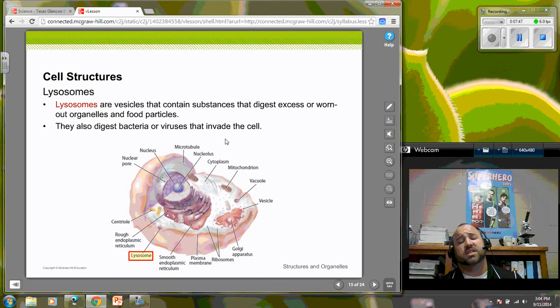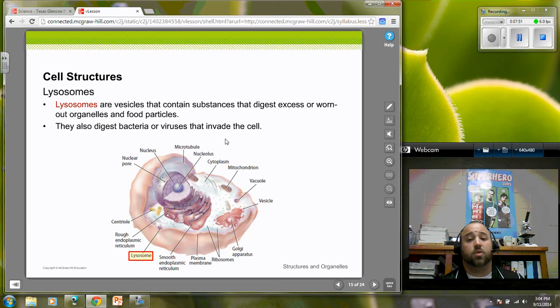Lysosomes are vesicles that contain digestive enzymes. They help digest excess or worn out organelles and food particles. They are also somewhat the immunity system of an actual cell. They help digest bacteria and break down viruses that invade the cells. We'll watch something as we get into viruses called Battlefield Cell that you will really enjoy.